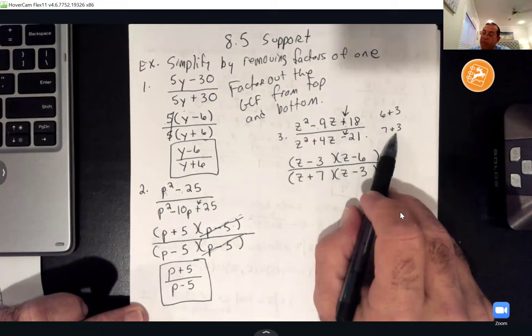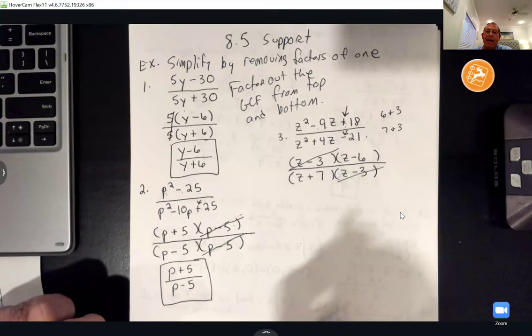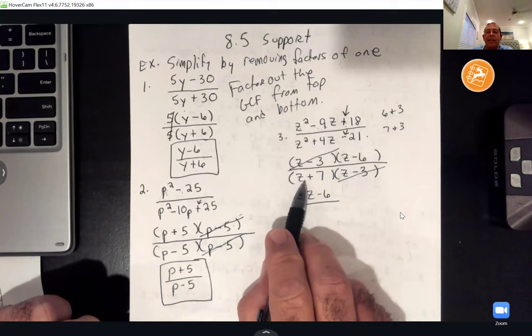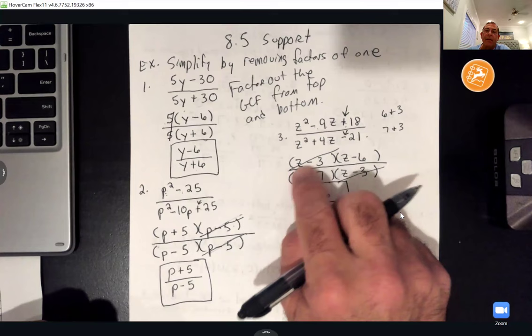All right, oh, look at this. This z minus 3 cancels with that z minus 3. So once again, on top, you'll have a z minus 6 over your bottom, which is a z plus 7. And then final answer. So this is what I'm talking about. When you got these binomial factors, you got to cancel the whole factor out on those, okay?